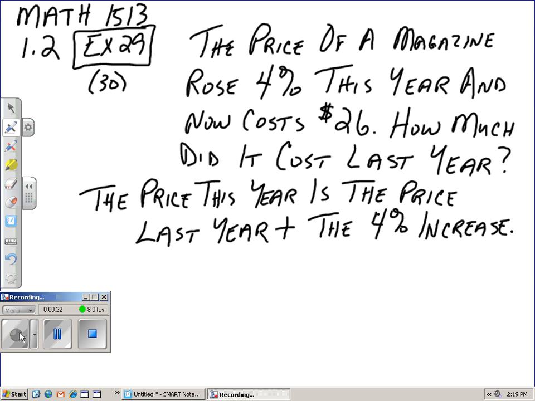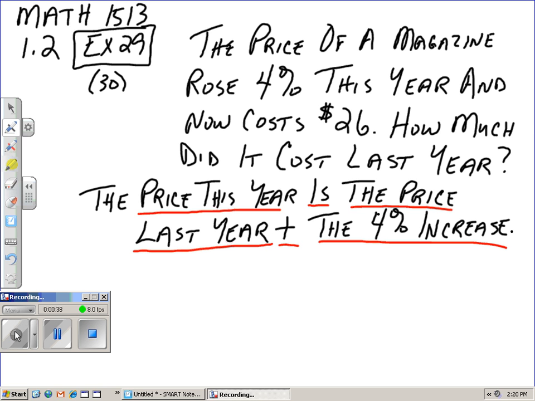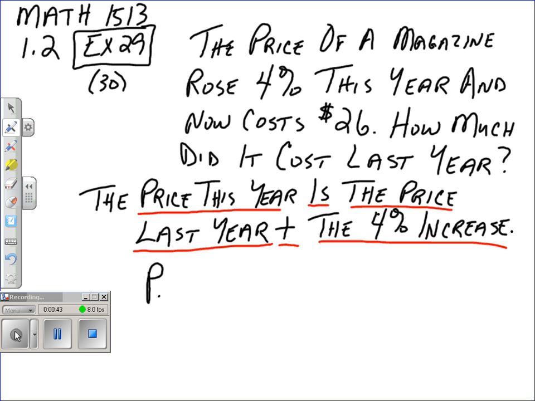All right, let's see what kind of information we can pull from this problem. So far we know that the price this year is the price last year plus that increase that they had. So let's abbreviate a little bit. I'm going to call the price this year price 2011, okay? Now let's hold up a little bit and go back over sub numbers. This is P sub 2011. It's just a name, okay?